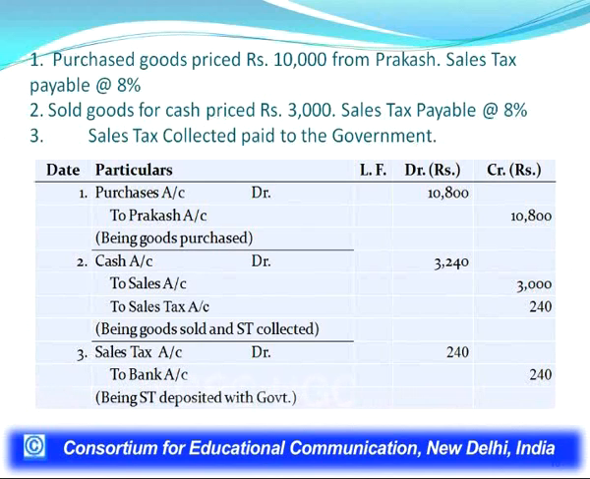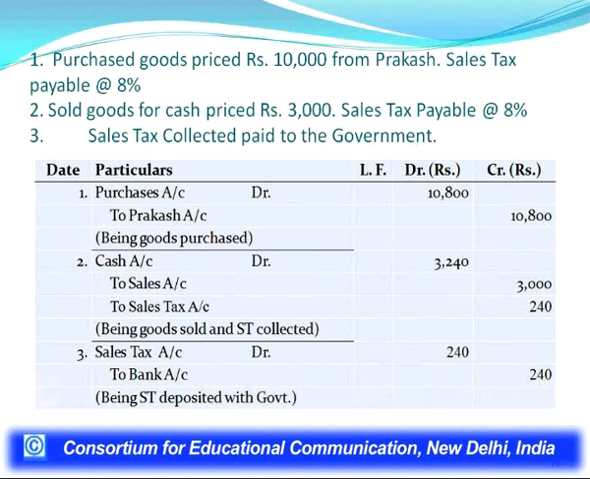Now, second transaction: sold goods for cash priced rupees 3,000, sales tax payable 8%. While selling the goods, we shall charge the customer 3,000 as the price of the goods and 8% on it, that is rupees 240 for sales tax. So we collected rupees 3,240 from the customer. The cash which we received is 3,240. So we debited cash account with 3,240, while our income is only 3,000 sales part.